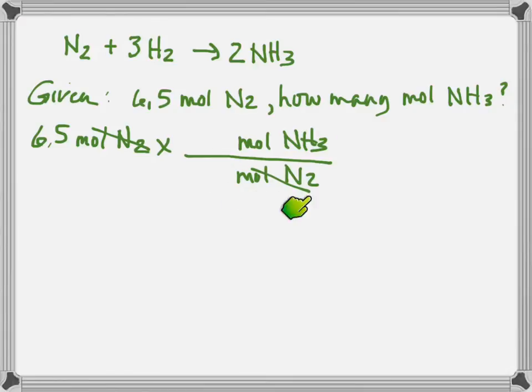Then we need this relationship, and the numbers here come from the equation. What number is in front of NH3 in the equation? It's a 2. So I write a 2 in front of NH3. And what number's in front of the nitrogen? It's a 1. We don't write 1s, but it's a 1. And down here, if you don't like to write 1s, you don't have to, because dividing by 1 won't change it. But most students would prefer to see a number there. So we get 6.5 times 2 divided by 1, which should give us 13 moles of ammonia.